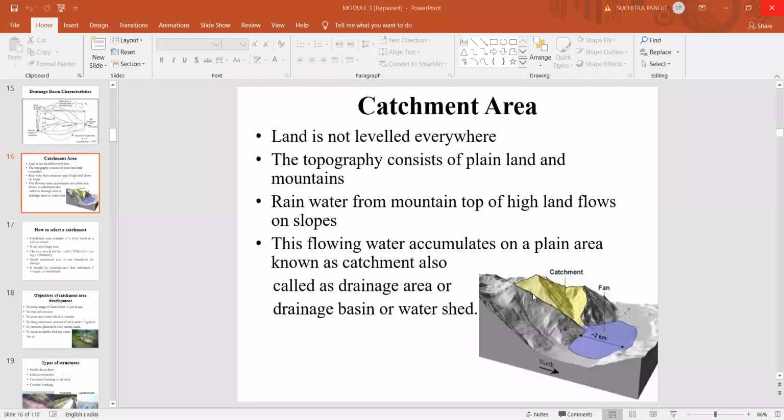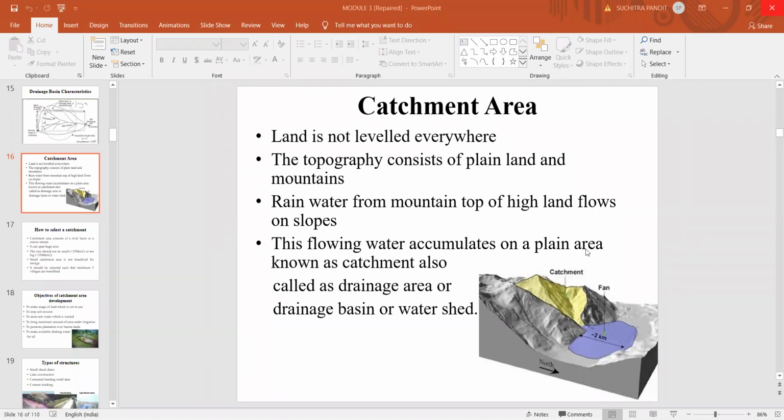Otherwise, if it is a flat land, you cannot expect more runoff. The topography consists of plain land and mountains. You can see here you have the hillocks, peaks, and valleys. And rainwater from mountain tops or high land flows on slopes, obviously. And this flowing water accumulates on the plain area known as the catchment also. Here this water accumulates. The entire thing is a catchment area.